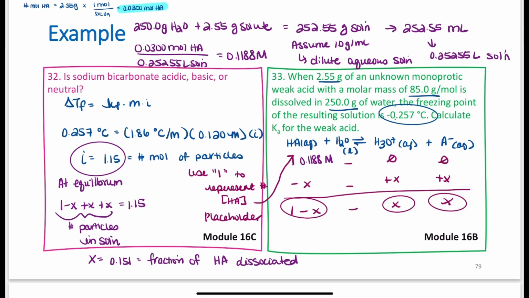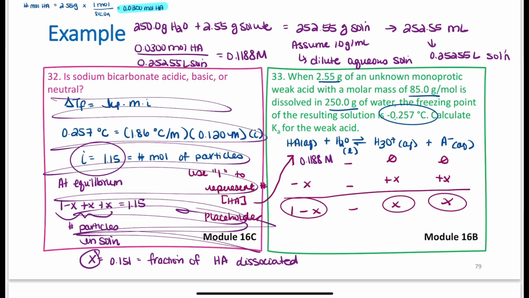I just figured out the initial concentration. How am I going to find that final concentration? I know the fraction dissociated. I know how much will break apart. I know the initial, I know the fraction. Now, I want you to be careful. It's not that this X is equal to the concentration. So be careful there, okay?